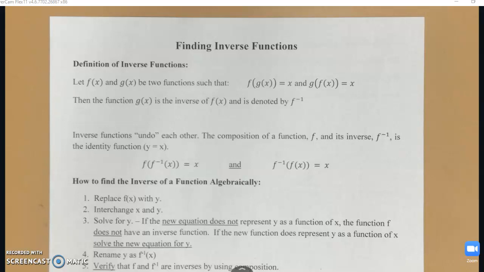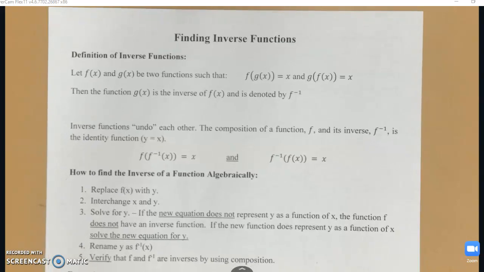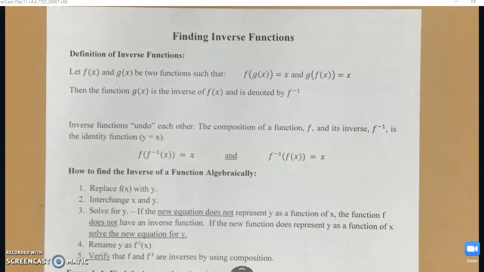We are back talking about inverse functions today, and today we're going to focus on how to find an inverse. We're going to do this both algebraically by hand and with a graph. So, quick reminder of what inverse functions are. They essentially undo each other by replacing x with y.